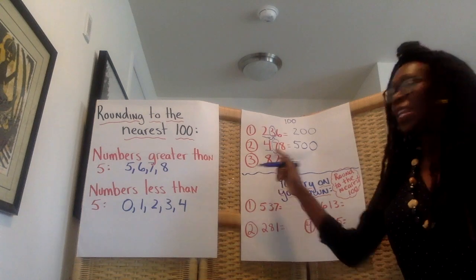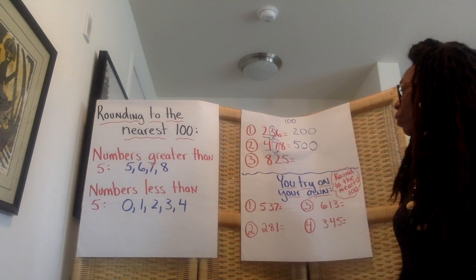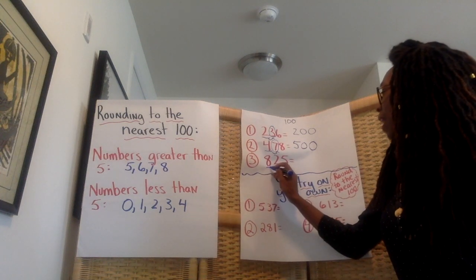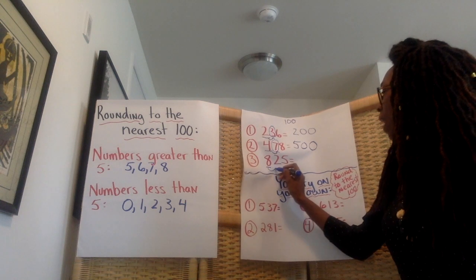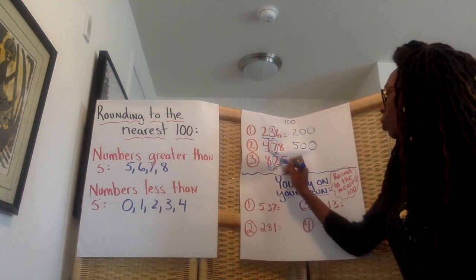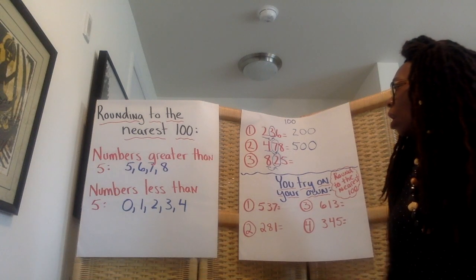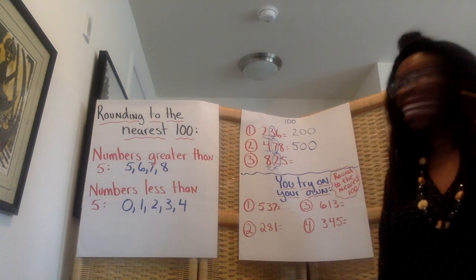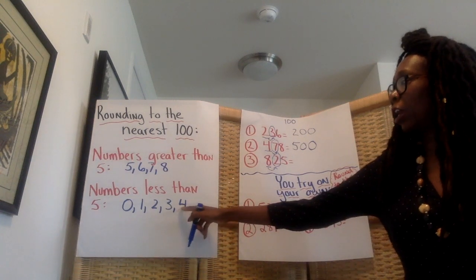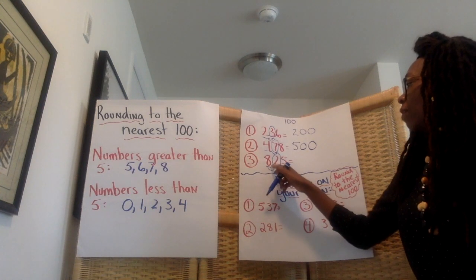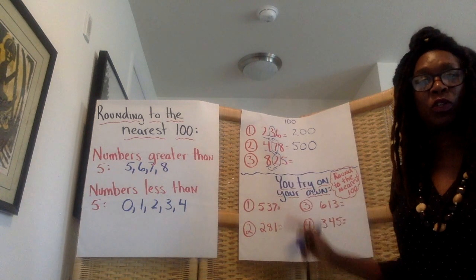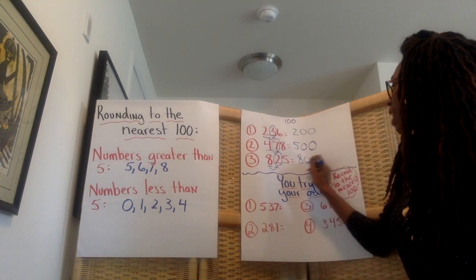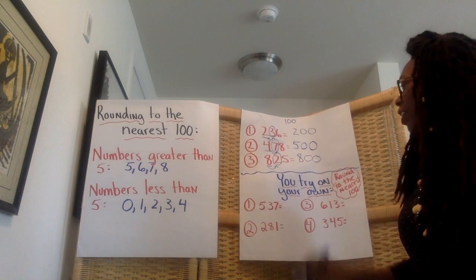Proud of you. For the next one I'm going to help you with, number 3, 825. I'm going to underline the 8. I'm going to look to the right of the 8. I'm going to circle the 2. I want to know, is the 2 greater than or lower than, less than 5? Once again, I'm going to look over here. The 2 is less than 5. So what happens to this 8? Does the 8 stay the same or do you round up? It stays the same. So my answer is 800.